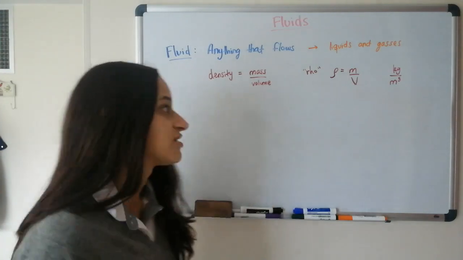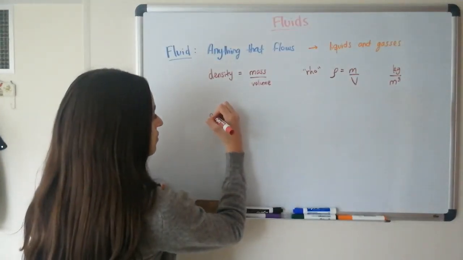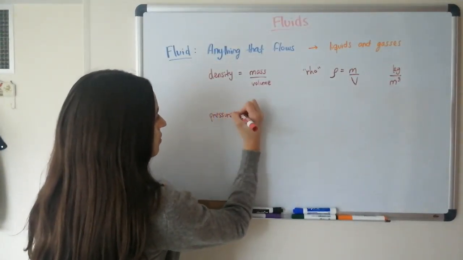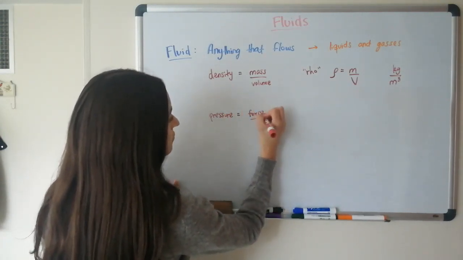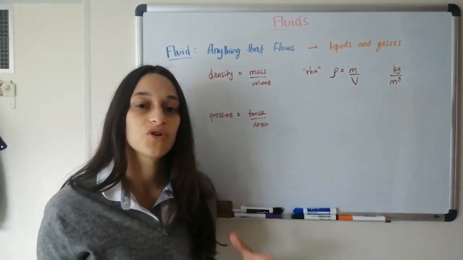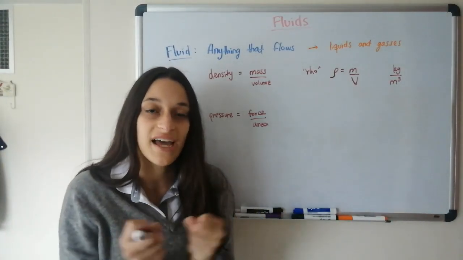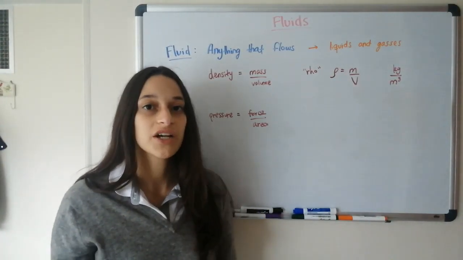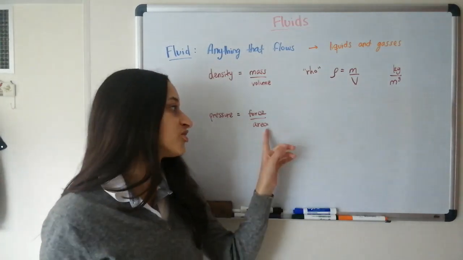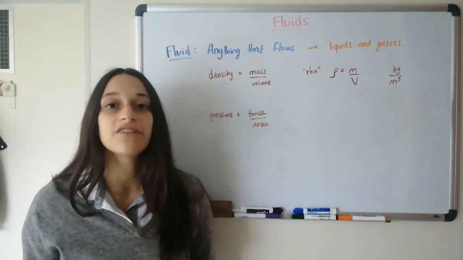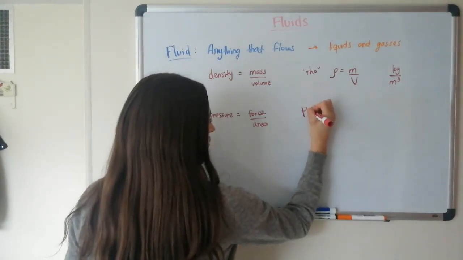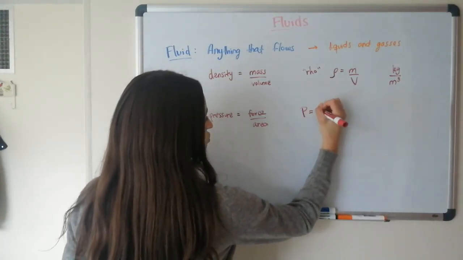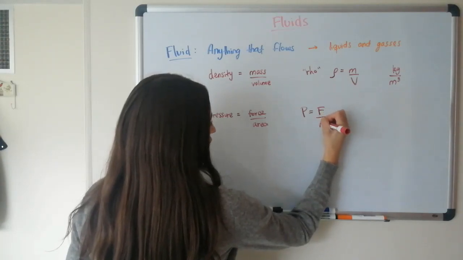So pressure has its own equation, which is force over area. So basically an object feels a greater pressure if there's more force acting on it, or if the area that the force acts on is smaller. So it's proportional to force, inversely proportional to area. So the equation is P, capital letter P, equals force over area, F over A.